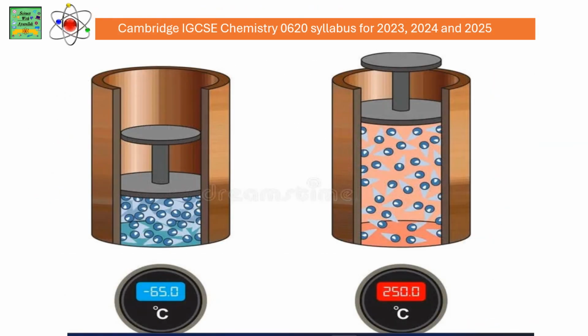In this picture, we can clearly see how the volume decreases with increasing pressure, as the gas particles come closer to each other when the pressure is increased.